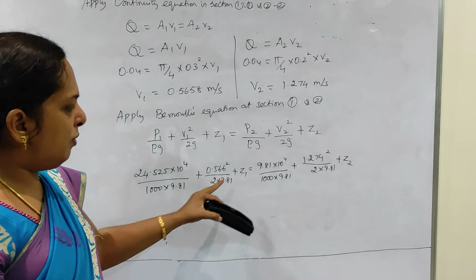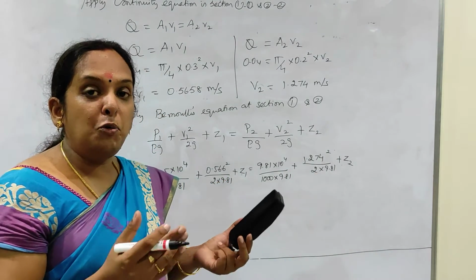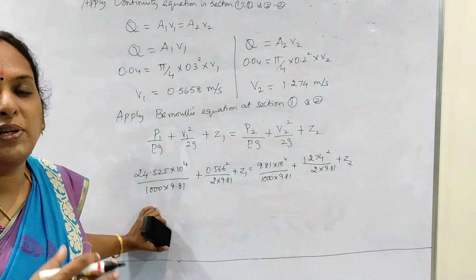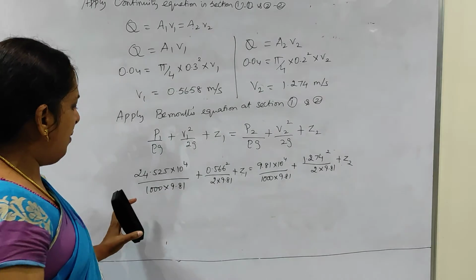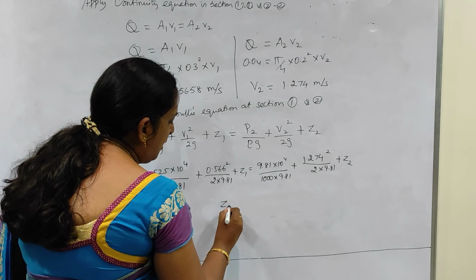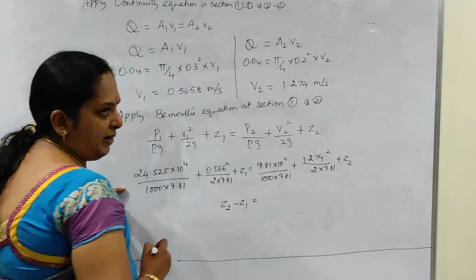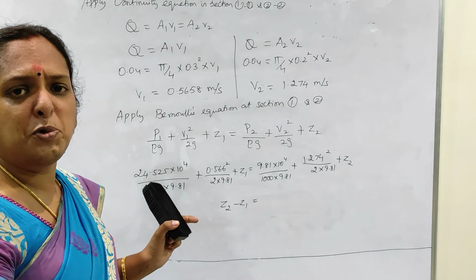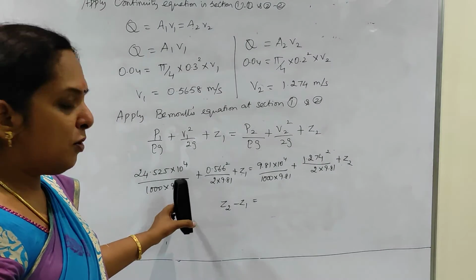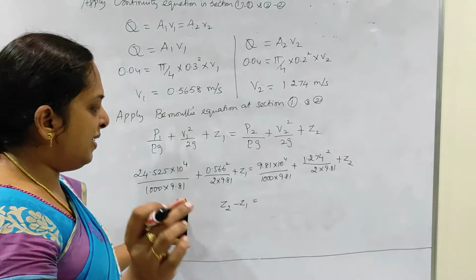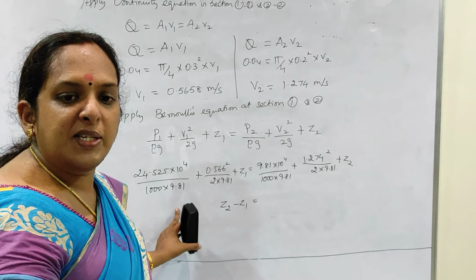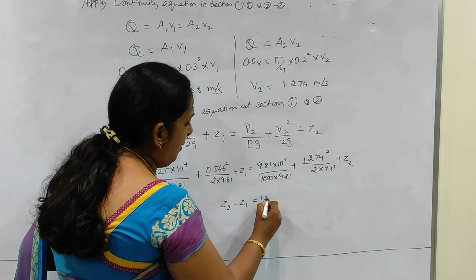So here, what are the unknowns? We have only Z2 and Z1. Z2 and Z1 are the datum heads. And what is asked in the problem is to find the difference in datum head. So I am going to solve this equation and find the value of Z2 minus Z1. It's just mere substitution of the values, nothing else. But when you do division and addition, please be cautious so that you do not make a silly mistake. So Z2 minus Z1, what we derive from this, is 13.7 meters.